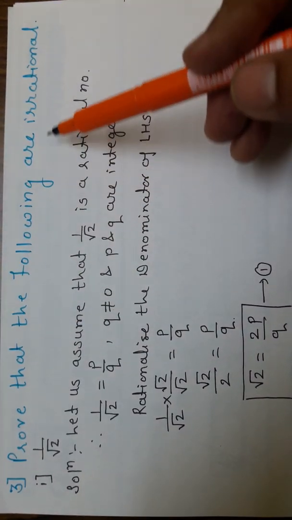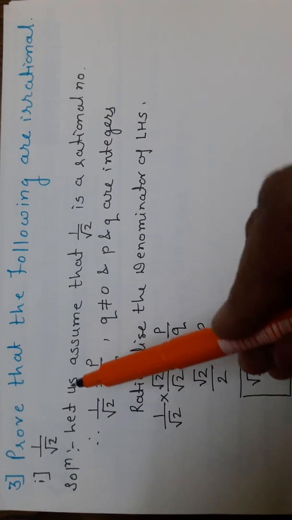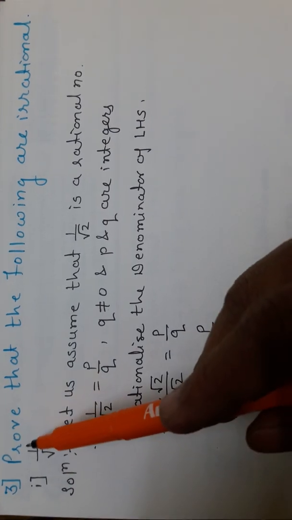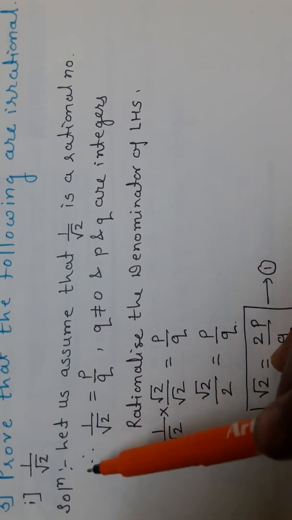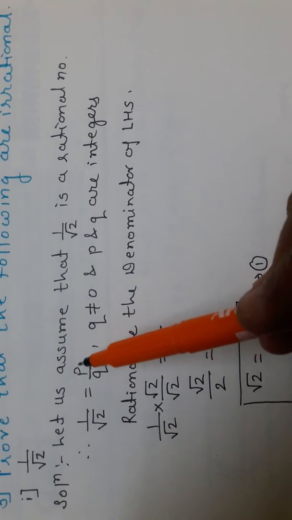Prove that the following are irrational numbers. First example, 1 upon root 2. Again, we will solve this by contradiction method.